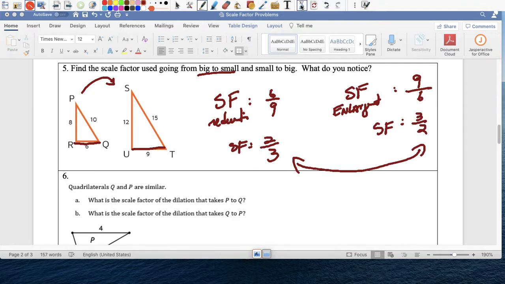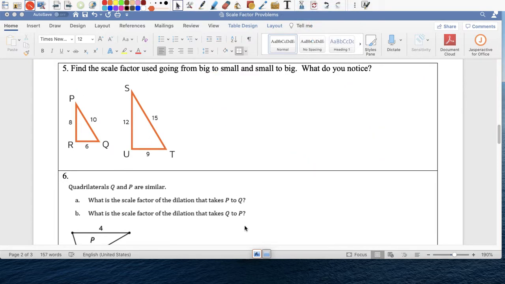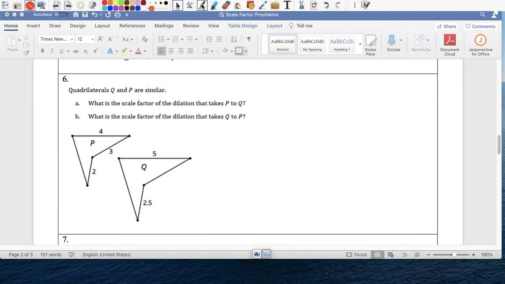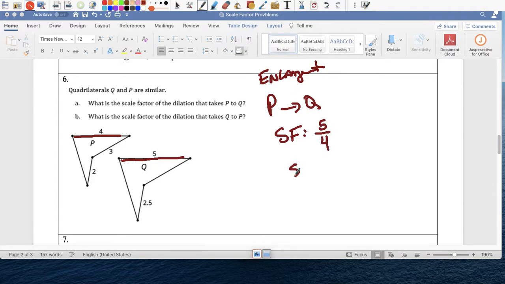So going to the next question, let's do the same thing. How did this quadrilateral P become Q, and how did quadrilateral Q become P? Let's use these two corresponding sides, the 4 and 5. From P to Q, obviously it got bigger, so it's an enlargement. If I use the corresponding 4 and 5, in an enlargement it's big divided by small. So the scale factor is 5/4.